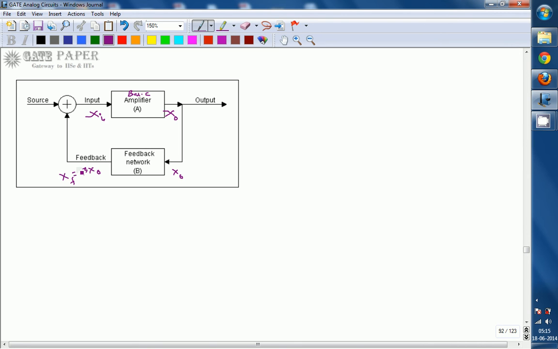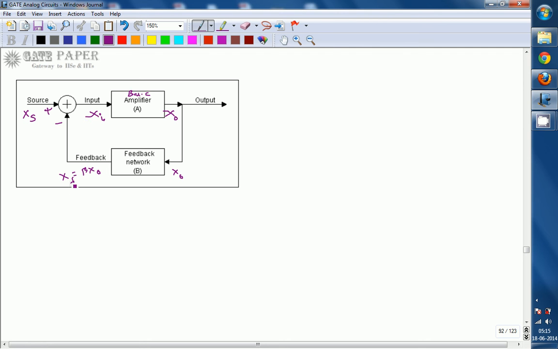A portion of the output signal, a sample of the output signal, is taken back to the input side and mixed over here. The source signal is treated as XS. Negative feedback means the effective input signal Xi is reduced. This is plus, this is minus, so XS minus XF is treated as Xi. This is the general block diagram of a negative feedback system.